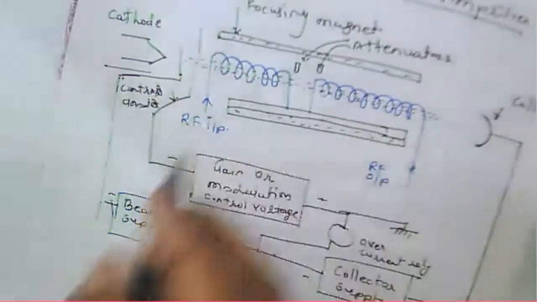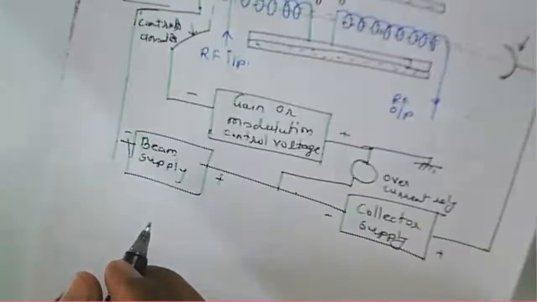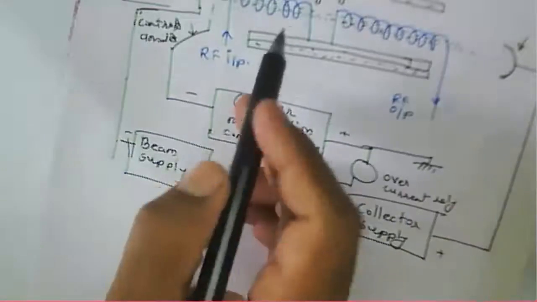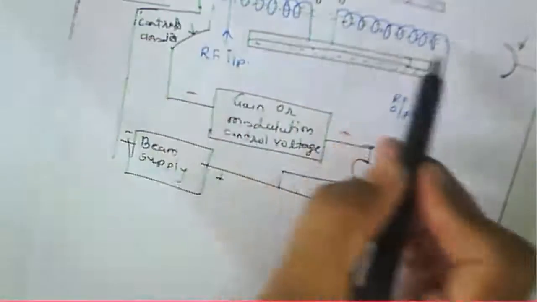Now, how are the electrons interacting with the RF field? Before that, we need to learn about what our helix traveling wave tube structure is. This one is the helix. This is a slow wave structure. This is the interaction region.